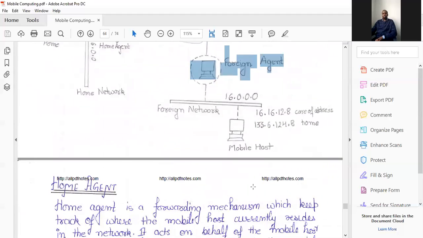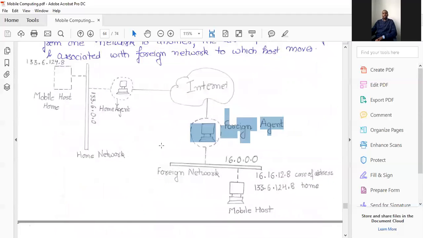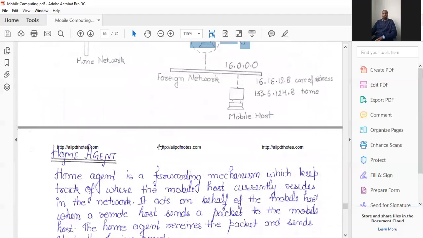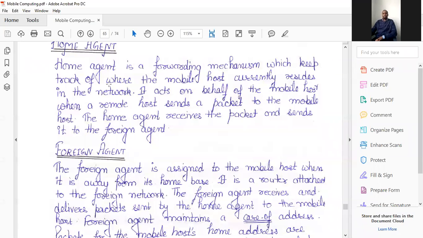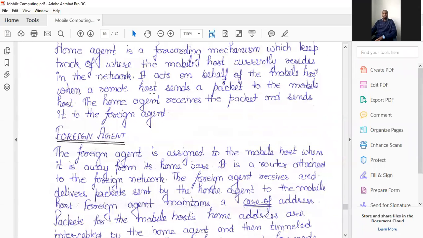And that's what we are going to look at. What is the foreign agent? Now let's discuss the home agent and the foreign agent and what these terms are as they relate to mobile IP. Home agent is a forwarding mechanism which keeps track of where the mobile host currently is in the network. Then it acts on behalf of the mobile host when a remote host sends a packet to the mobile host. The home agent receives the packet and sends it to the foreign agent.